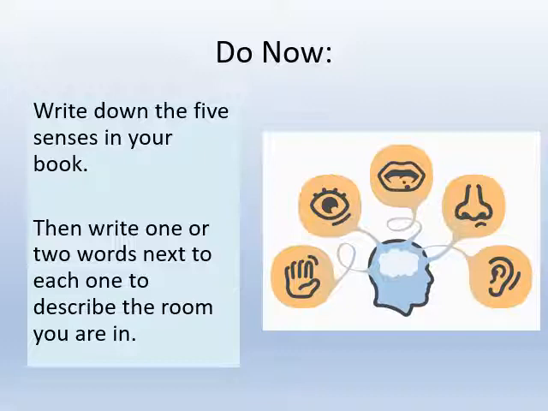We're carrying on with the travel writing module today. We're going to be doing some sensory writing involving the senses, which leads us straight into this do now. Write down the 5 senses in your book: sight, hearing, smell. Then write down 1 or 2 words next to each one to describe the room you are in, like the room I'm sitting in.